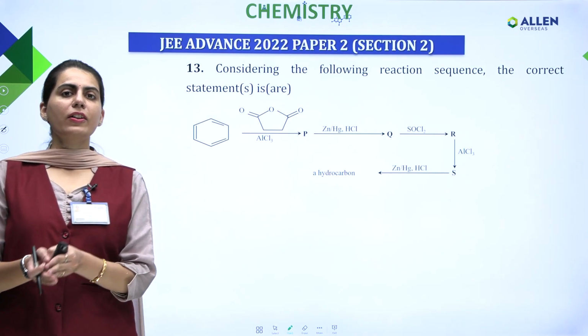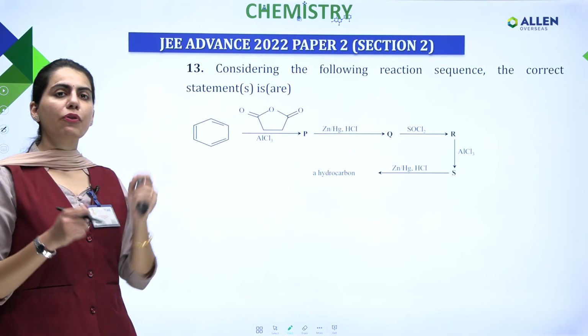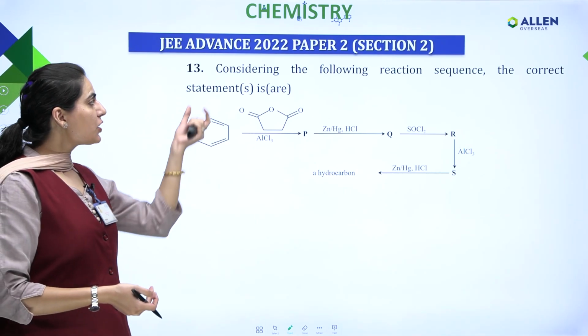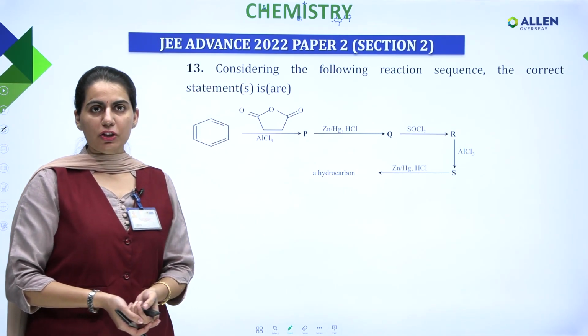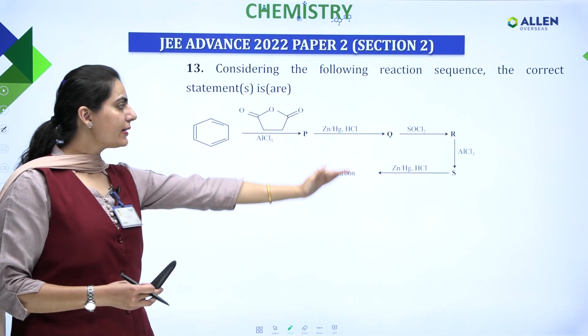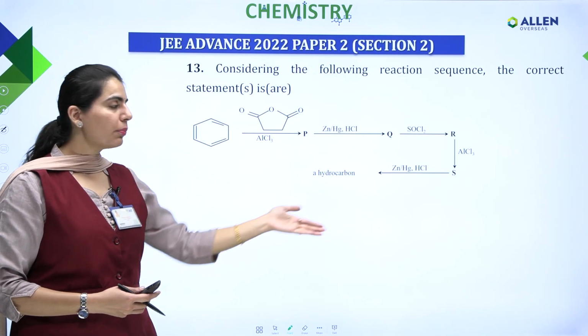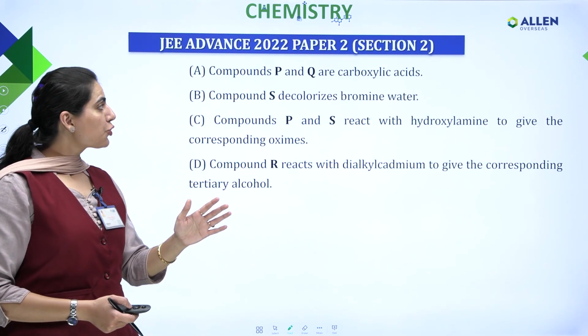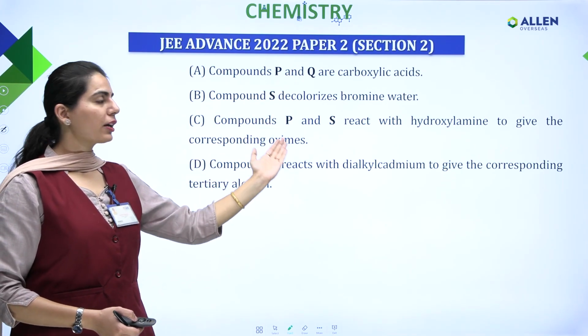Alright, so students, now let's discuss question number 13 from your paper 2, and the section is second. This question says that considering the following reaction sequence, the correct statement is R. So we can clearly see this reaction sequence. If you solve it completely, then only we'll jump into the options mentioned here, which are talking about each and every product which is forming here.